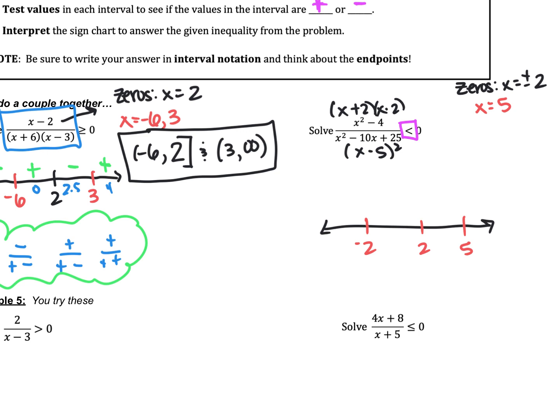Okay, so when we check our signs, all right, let's try -3. I know the denominator's positive. I only have to really check the top. Okay, -3 plus 2 would be a negative. -3 minus 2 would be a negative. Well, that would be a positive divided by a positive, which is a positive.